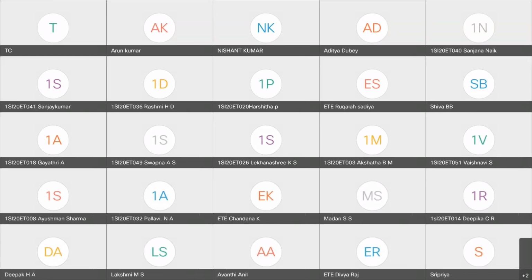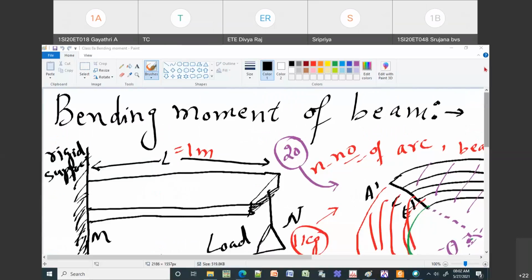Talking about the derivation for the bending moment of the beam. Okay, so bending moment of beam. With respect to it, we take a beam. A beam is literally any uniform cross-sectional structure that has one dimension much larger compared to the other dimension. Okay, so then we take it like a cantilever.